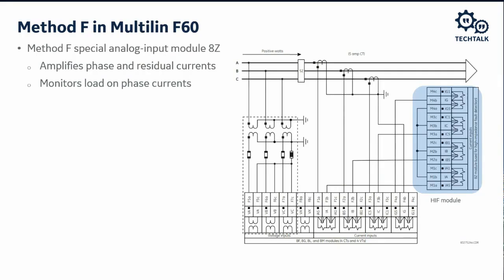Method F has a special HIF analog input module, the 8Z, that amplifies each of the four inputs for three-phase currents and the residual current inputs, as shown here. It's wired in series with the existing relay CT inputs. This 8Z module amplifies phase and residual currents and monitors load on the phase currents. Because the UR line in the F60 is modular, you can add the 8Z HIF module to existing F60 relays. A simple feature update via firmware completes the process. In addition, the Method F HIF processing uses voltage for phase identification and restraint.